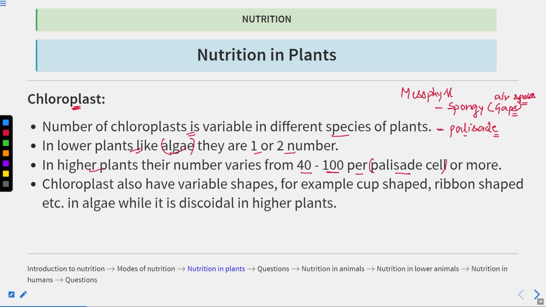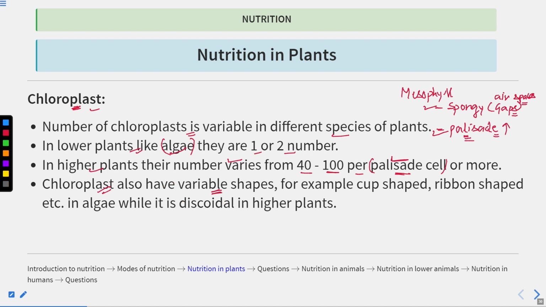Next one is the palisade. So palisade mesophyll cells usually contain more number of chloroplasts. Higher number of chloroplasts are present in palisade, although chloroplasts are also present in the spongy cells, but they are less in number. So we can say palisade cells are involved in photosynthesis. Majorly, palisade cells are involved in photosynthesis. Now chloroplasts are also available in variable shapes.